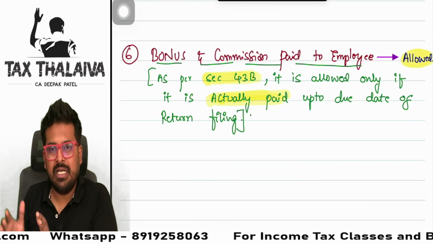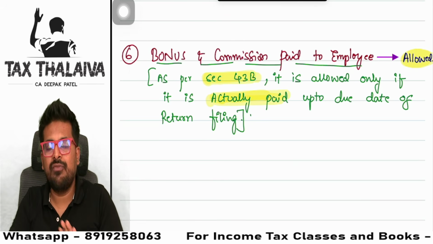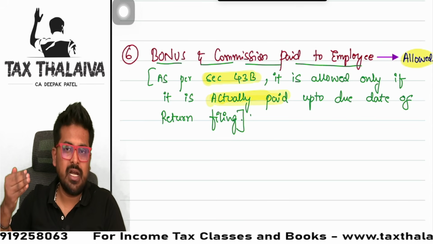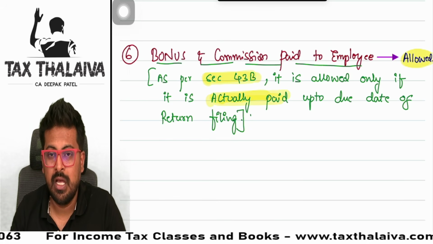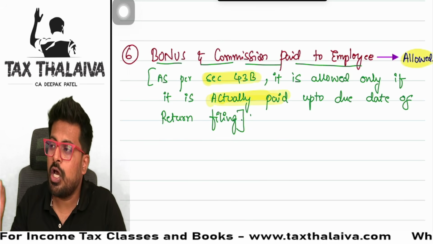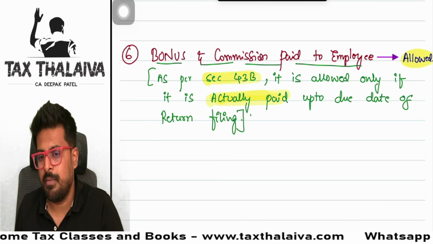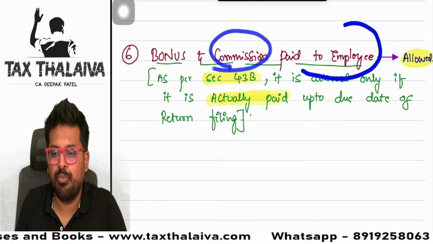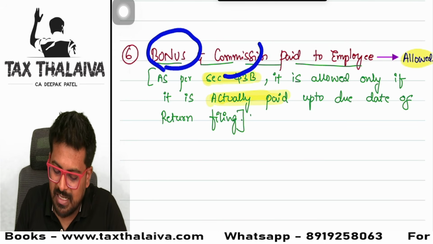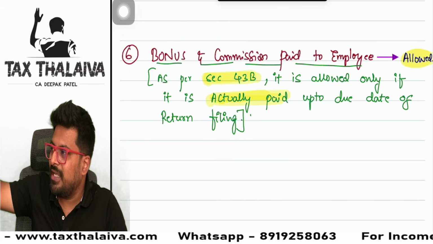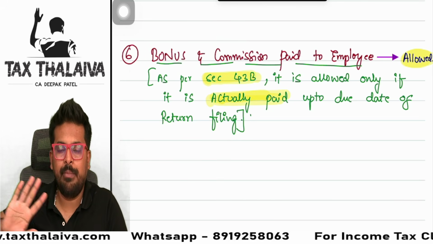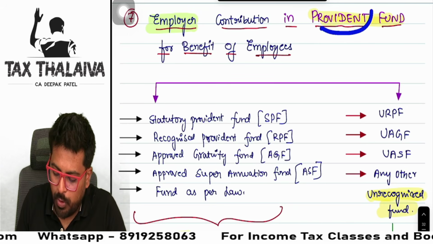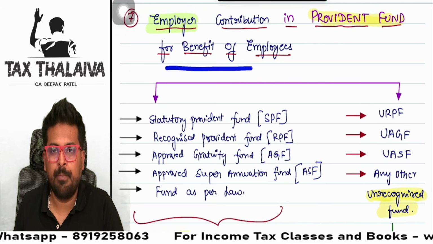We will read 43B in some time. Guys, 43B says that there are some expenditures listed under 43B. For those expenditures, payment has to be made on or before the due date of filing the return of income. One such expenditure is bonus and commission to employees. So if you don't pay bonus and commission to employees before filing the return of income, you cannot claim it as a business expenditure.